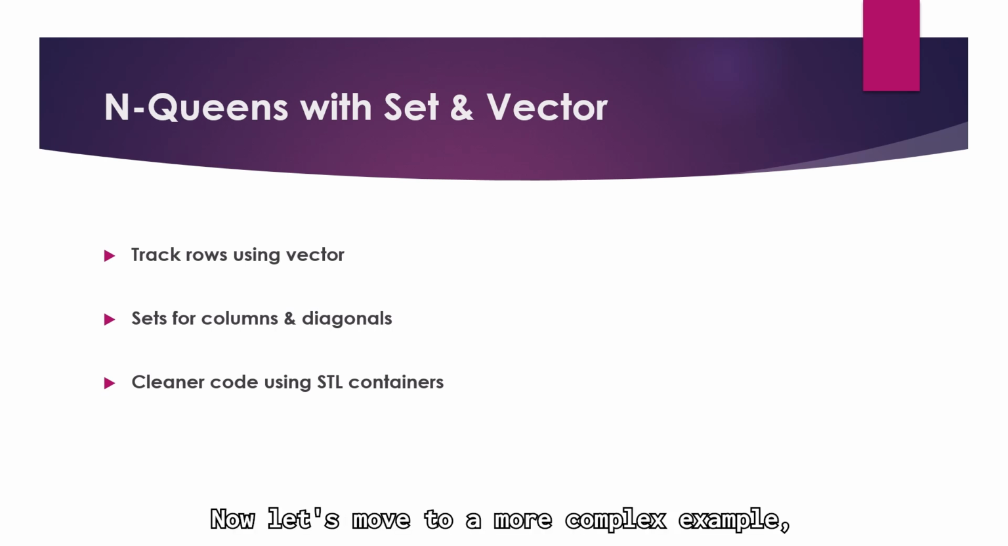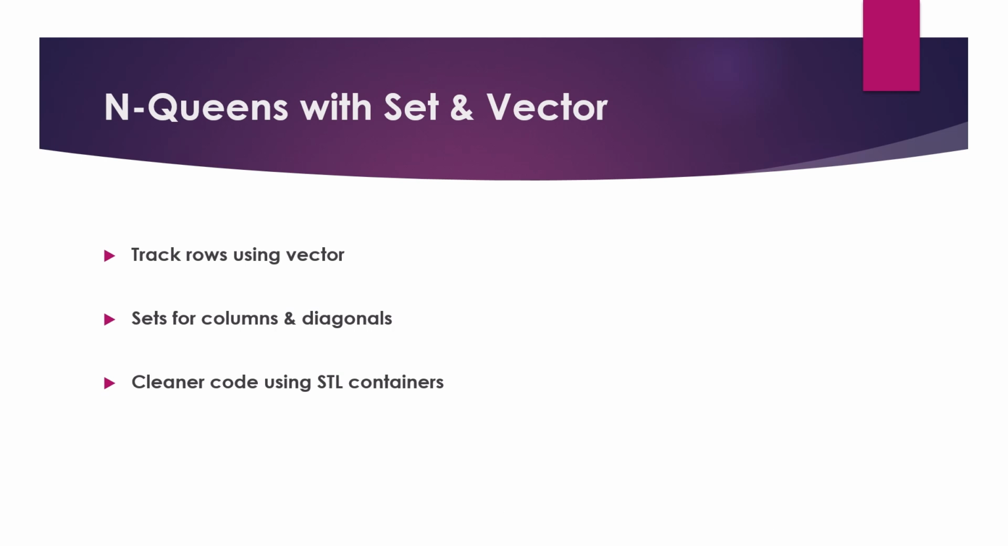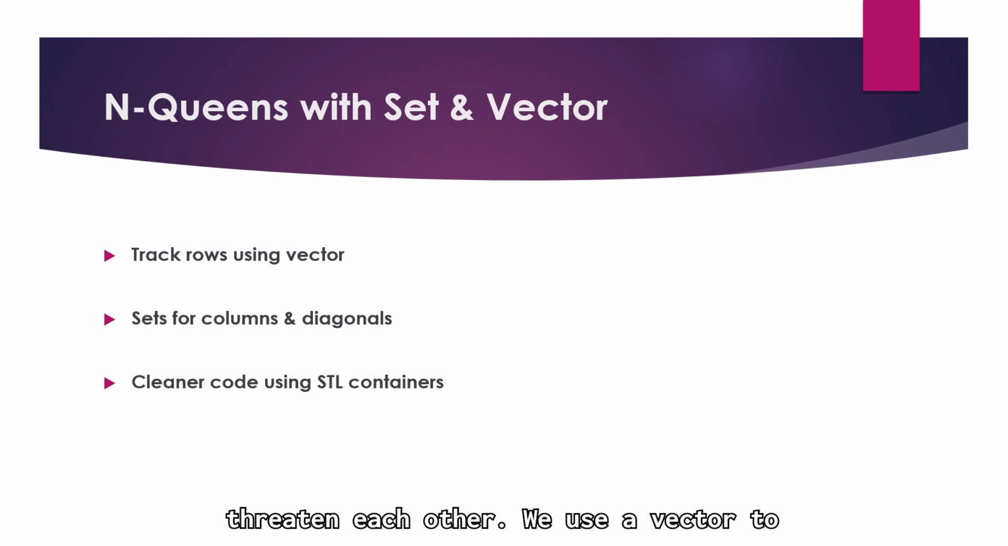Now let's move to a more complex example, solving the n-queens problem using backtracking. In this problem, we need to place n queens on an n-by-n chessboard in such a way that no two queens threaten each other. We use a vector to track the positions of the queens on the board, and we use sets to track which columns and diagonals are already occupied. This allows us to quickly check if placing a queen at a particular position is valid. The power of STL lies in how it helps us manage the state of the solution efficiently and avoid redundant calculations.